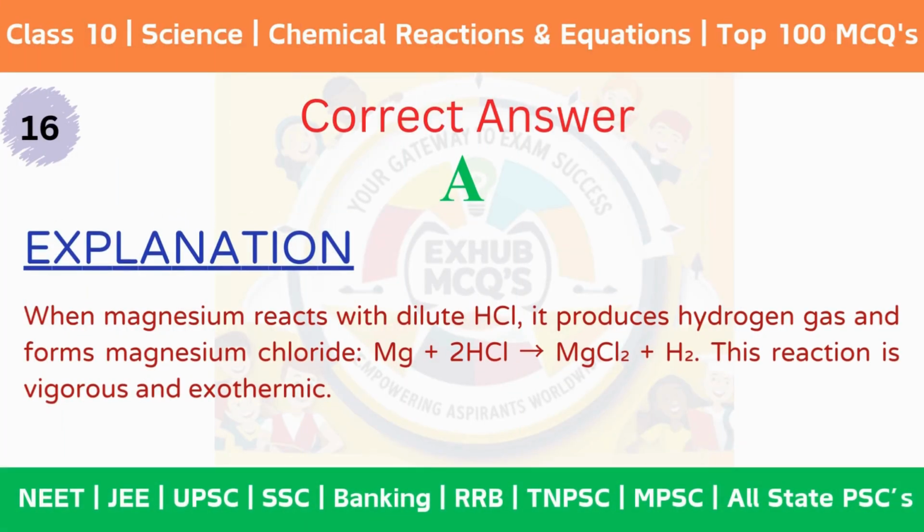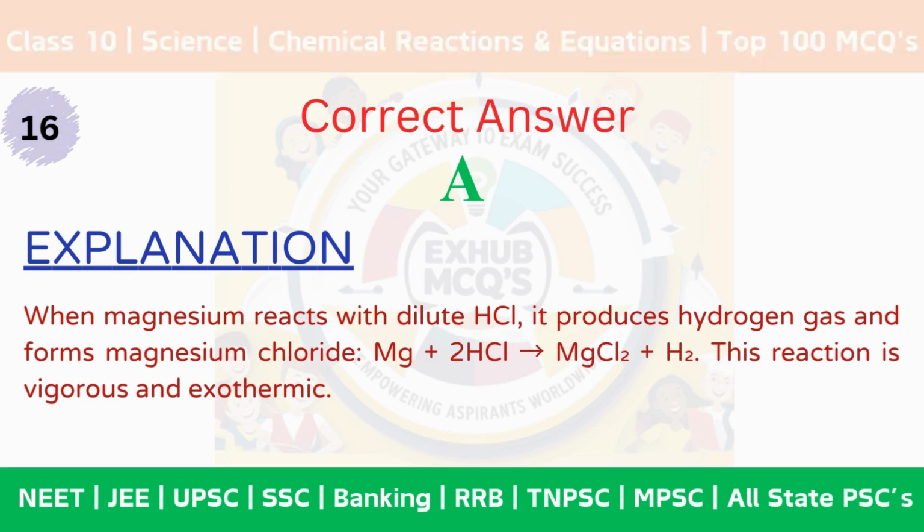The correct answer is option A, evolution of hydrogen gas. Explanation. Magnesium reacts vigorously with dilute hydrochloric acid to produce magnesium chloride and hydrogen gas. This is a single displacement reaction.